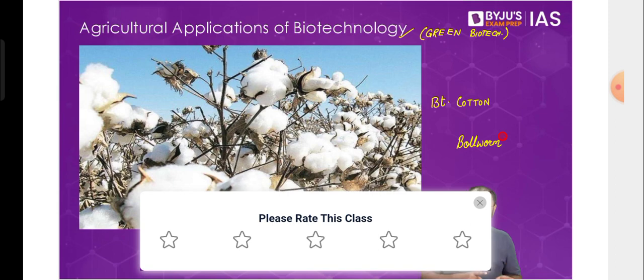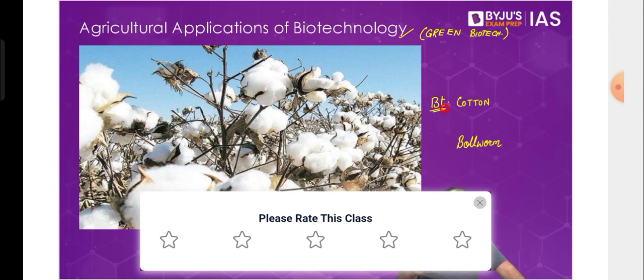What did we do next? We found a bacteria called Bacillus thuringiensis, or BT. Once we found that this bacteria could provide a property to cotton, where cotton will start becoming poisonous for bollworm, that this cotton will start producing its own pesticide, in a manner that it becomes poisonous for bollworm. So we found this property in this bacteria, and we inserted it inside cotton. And because of the presence of this bacteria, this cotton now becomes poisonous.